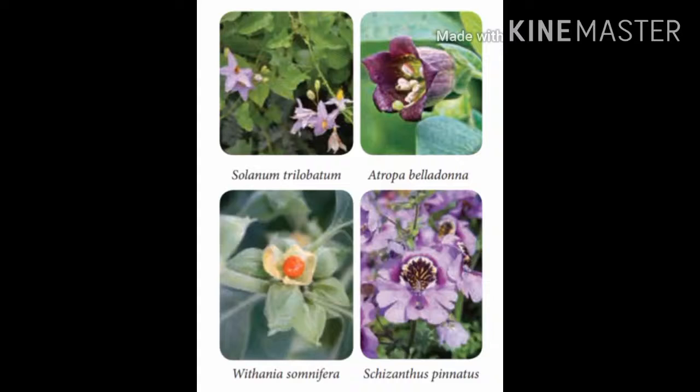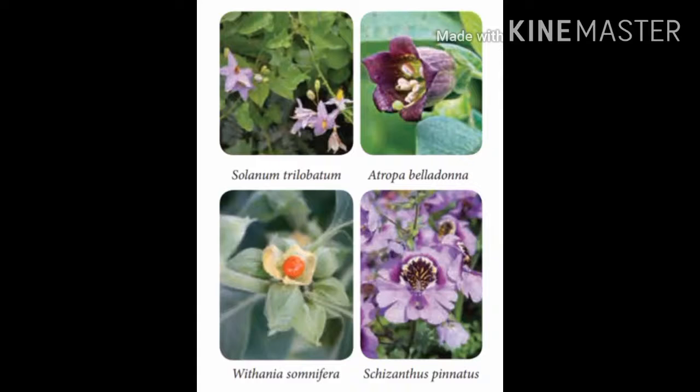Some of the flowers belonging to this family are given here. Solanum trilobatum, Thuduvalai, Atropa belladonna. You can see that it has an alkaloid called atropine to relieve muscular pains. Withania somnifera, this also has a medicinal value to cure asthma and such. And Schizanthus, can you identify this flower? These are the important plants of Solanaceae.